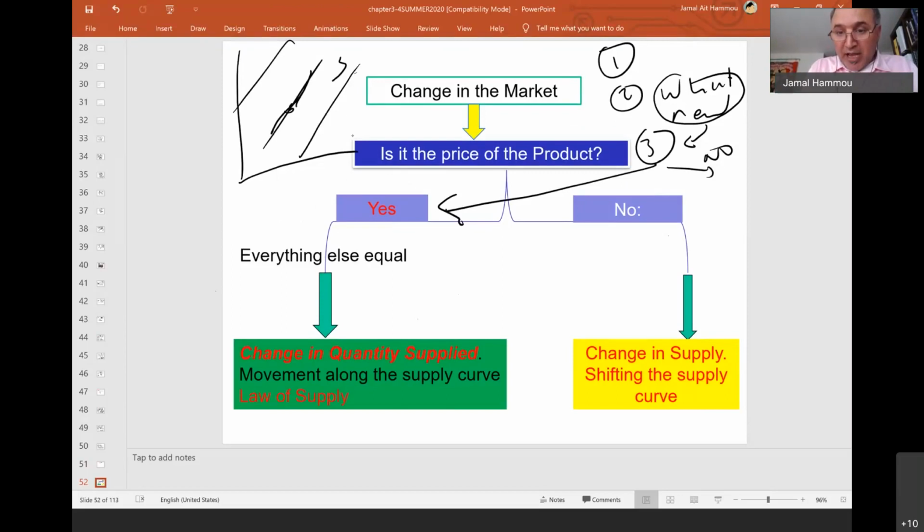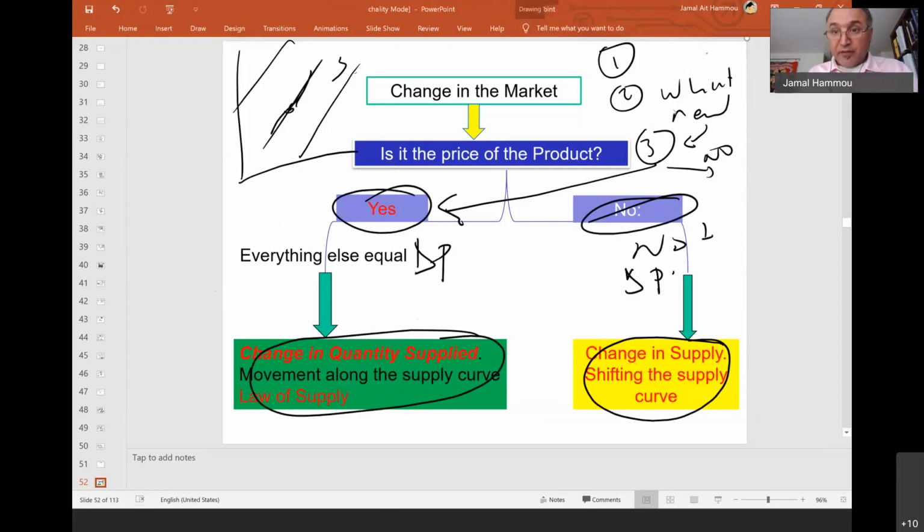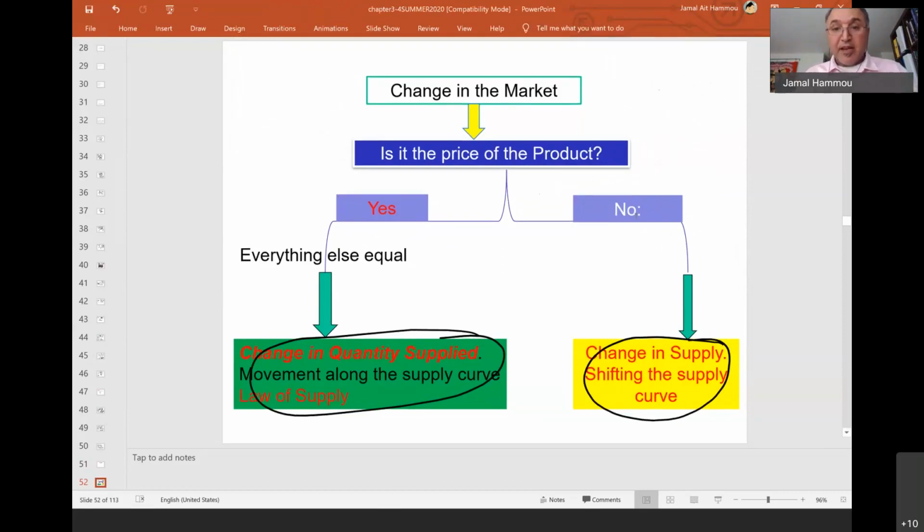So change in supply is a move of the whole curve. It's caused by something other than the price. Change in quantity supplied is a movement along the supply curve. It's caused by a change in the price. Here, change in the price. Here, not a change in the price. Okay, new variables. You also have to be careful. Sometimes you have to know: is it affecting the demand or affecting the supply? What happened? Then how? We're going to talk about economic analysis using supply and demand.